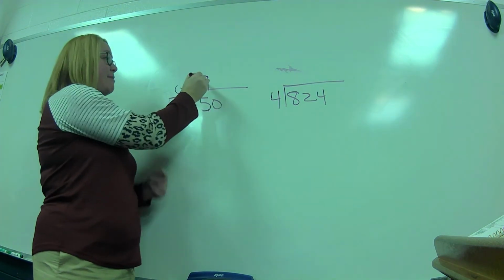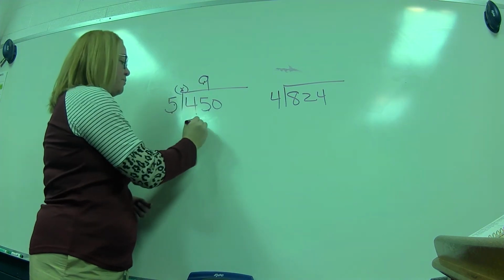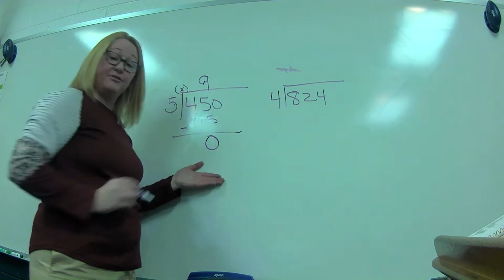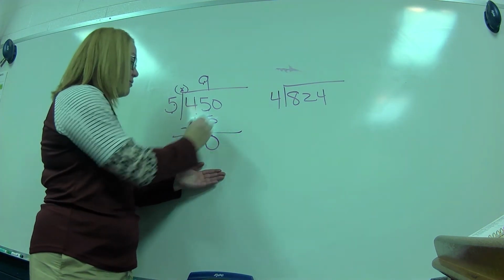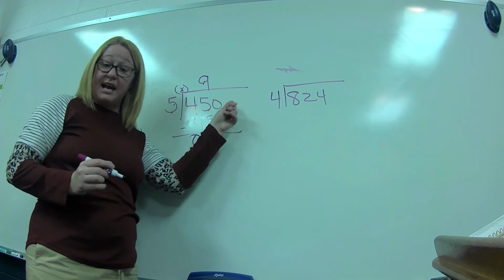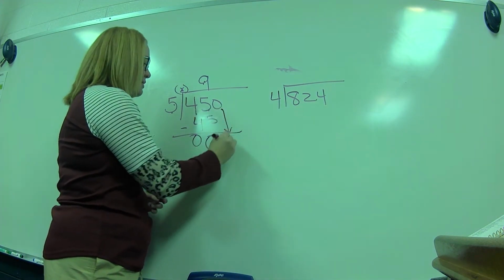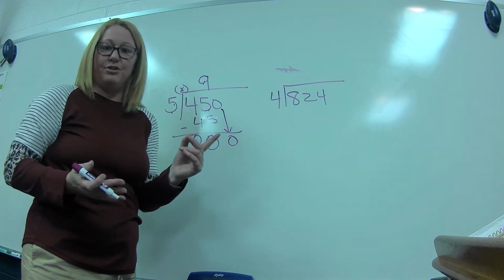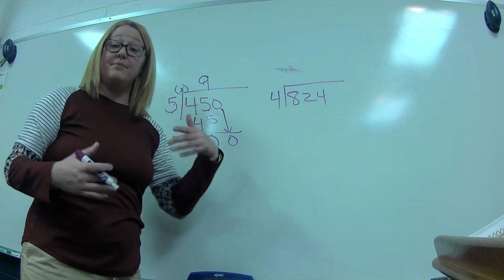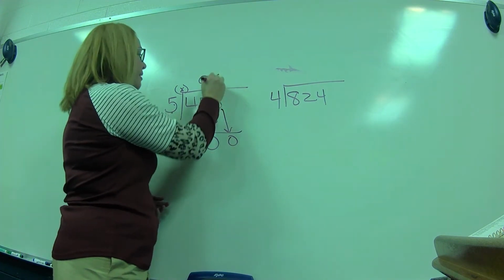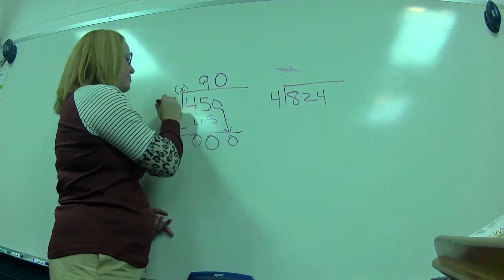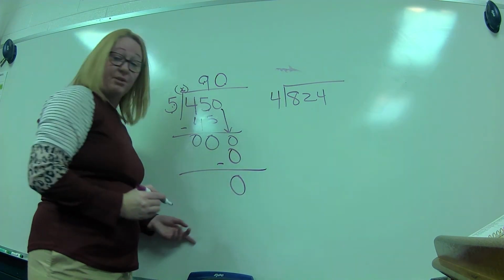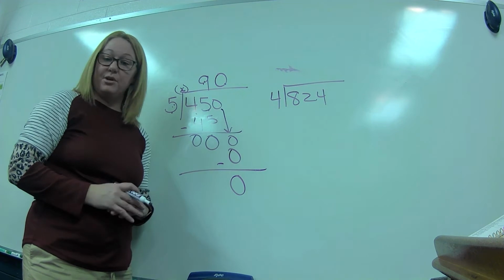So now I multiply back. 9 times 5 is 45. I'm going to subtract. 45 subtract 45 is a big 0. But I'm not done because I have a number to bring down. Now, can 5 go into 0? No, because 5 times 1 is 5, which is too big. But remember, anything times 0 is always 0. So if I put a 0 here, now I have 0 times 5 is 0. 0 subtract 0 is 0. I do not have any more numbers to bring down.